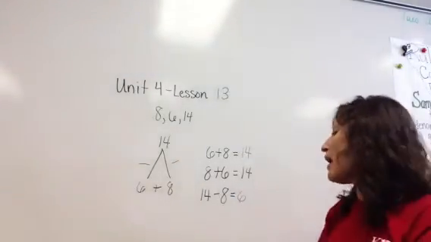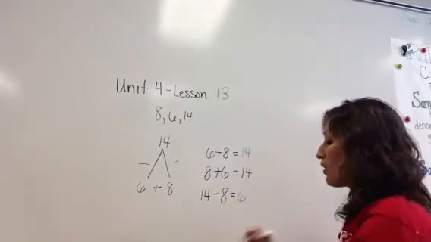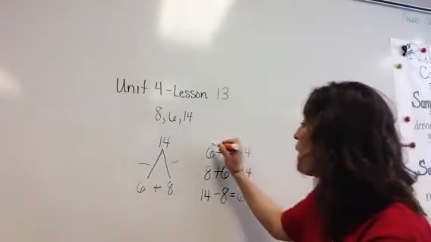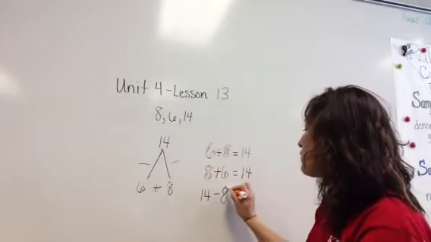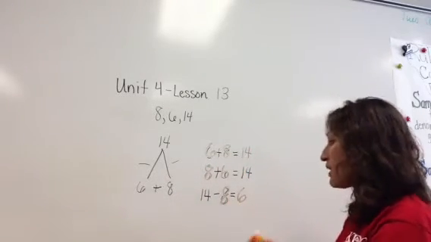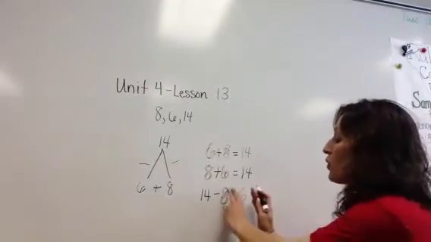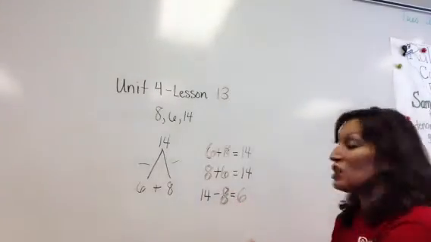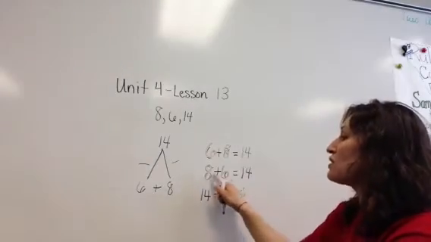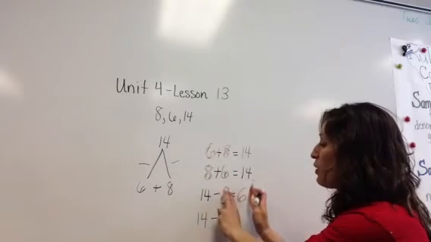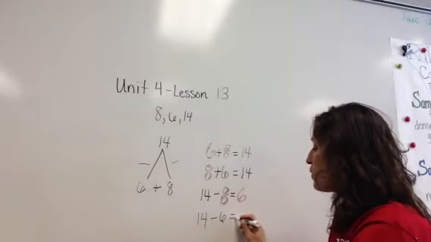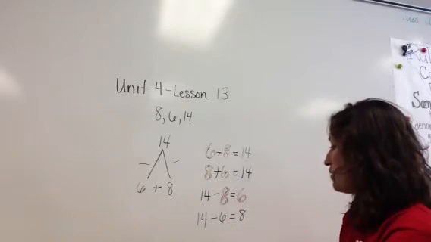Okay, now I can flip my parts around. The only ones we can flip around are the parts. See how I flip these around? These are the only ones that can be flipped. They're the only ones that can switch spots to make another equation that matches the same process. So now I could do 14, take away, flip them around, 6 equals 8.